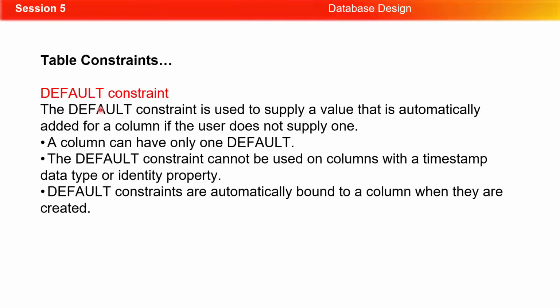And the default constraint, as the name implies, a value is supplied automatically and added to that column if the user does not supply one. So a column can have one default value, and the default constraint cannot be used on columns with a timestamp data type or identity property. Default constraints are automatically bound to a column when they are created. So when the column is created, that's when the default is added.